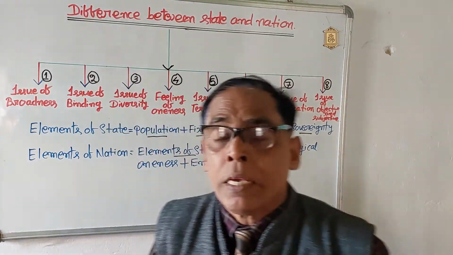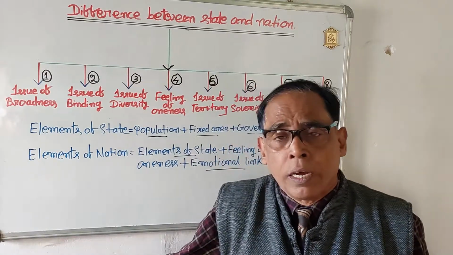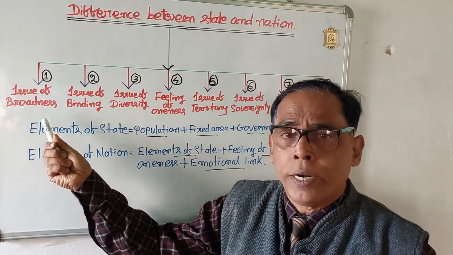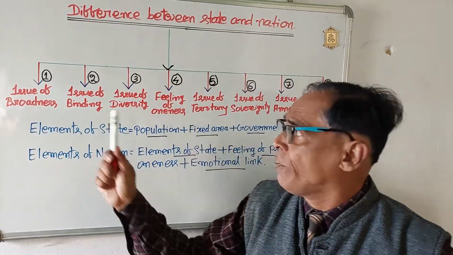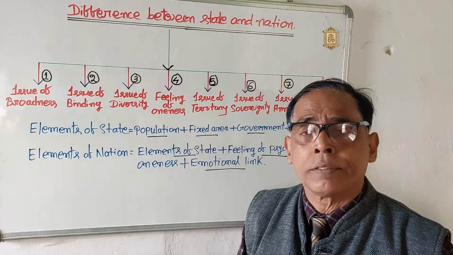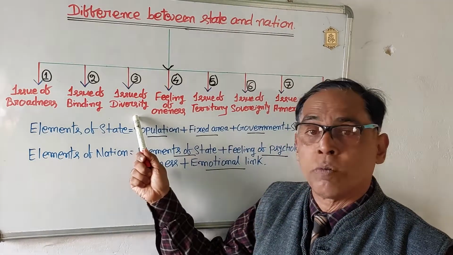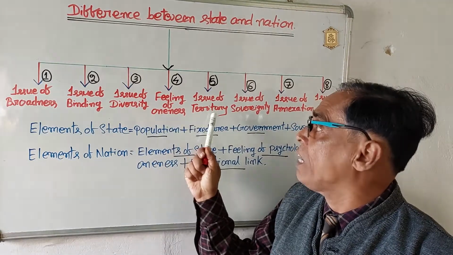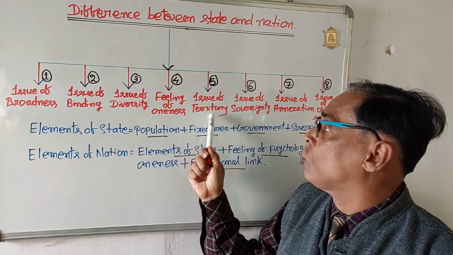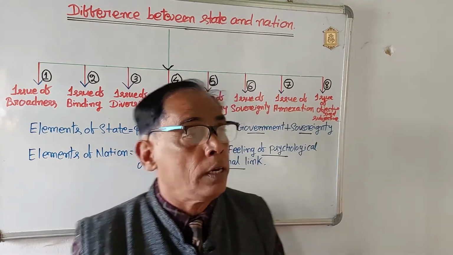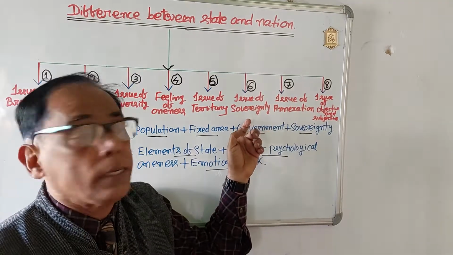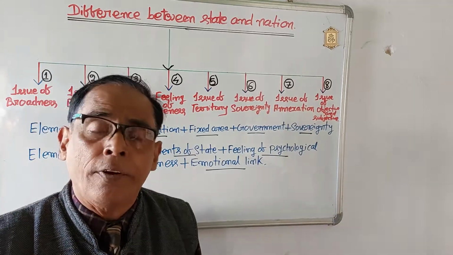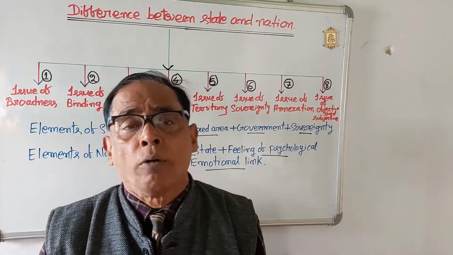So these are the major differences between state and nation. Number one, they are different on the issue of broadness. Number two, they are different on the issue of bindingness. Number three, they are different on the issue of diversity. Number four, they are different on the basis of feeling of oneness. Number five, they are different from one another on the issue of territory. Then sixth one, they are different from one another on the issue of sovereignty. Then they are different from one another on the issue of annexation. And last one is they are different on the issue of subjective and objectiveness.